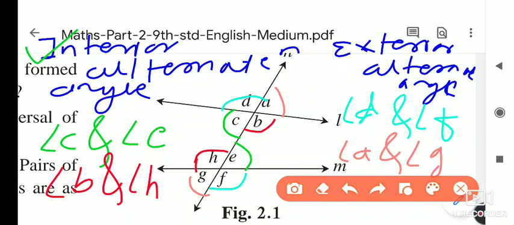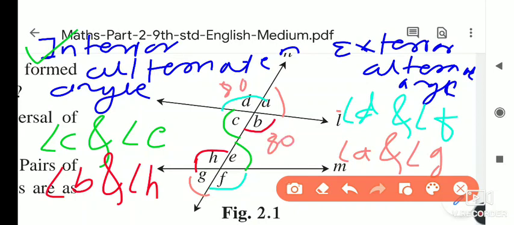So when two lines are intercepted by another line, two pairs of interior alternate angles and two pairs of exterior alternate angles are formed. We understand this from the figure. These interior alternate angles, exterior alternate angles, and corresponding angles are congruent to each other, meaning their measure is the same. If this measure is 80, then B is also 80.